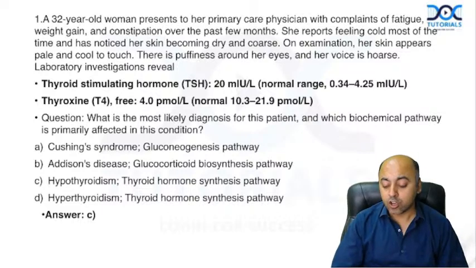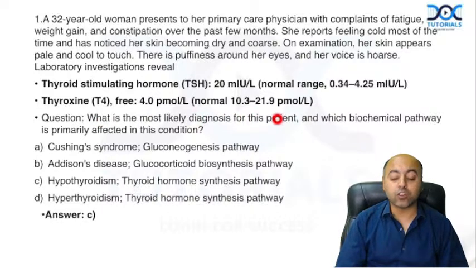Now the question is, what is the most likely diagnosis for this patient and which biochemical pathway is primarily affected in this condition? Your options are Cushing syndrome, Addison disease, hypothyroidism, hyperthyroidism, talking about gluconeogenesis pathway, glucocorticoid biosynthesis pathway, and the thyroid hormone synthesis pathway.